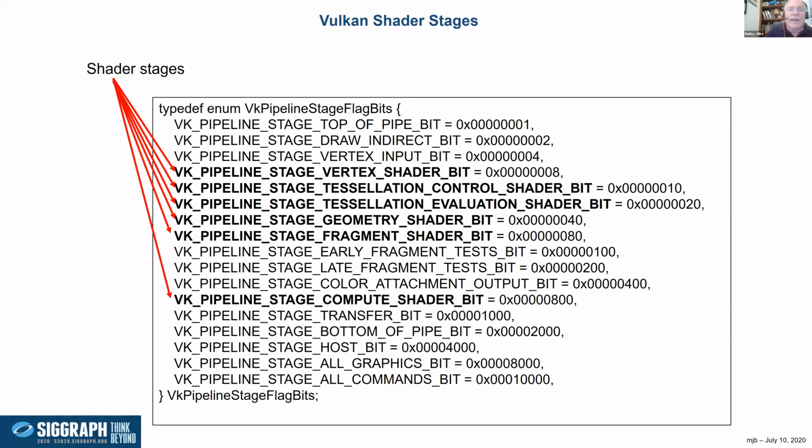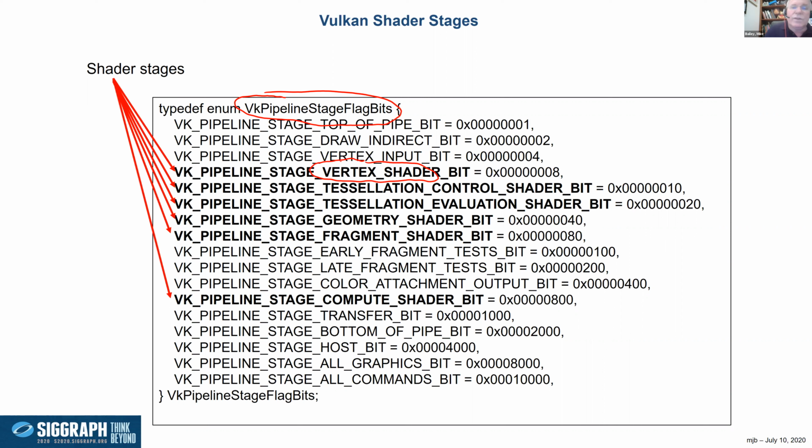And you can see that if you go to the typedef of this enum, you can see these things listed. And there are places in the Vulkan code where you need to specify, here's something I'm setting up, and here's the shader type I'm setting it up for. And here's how you get that. It's things like pipeline stage vertex shader.